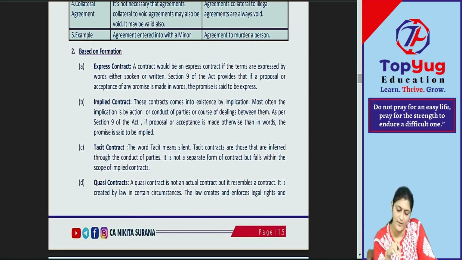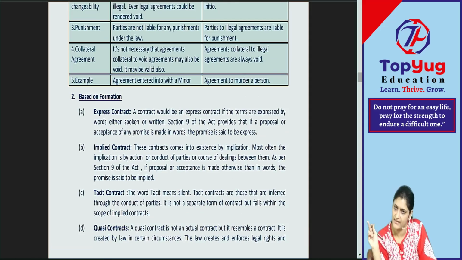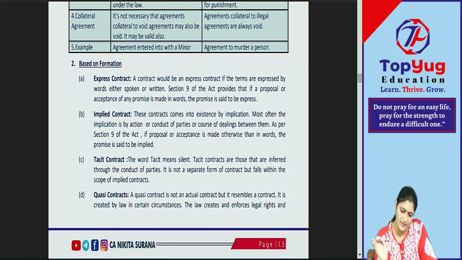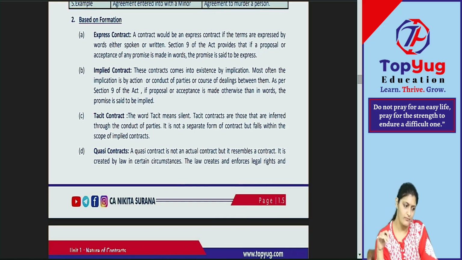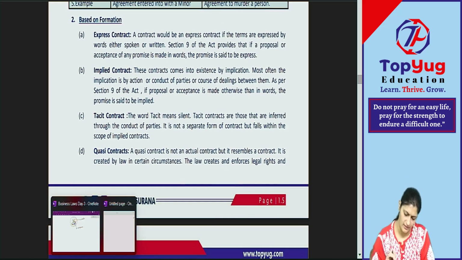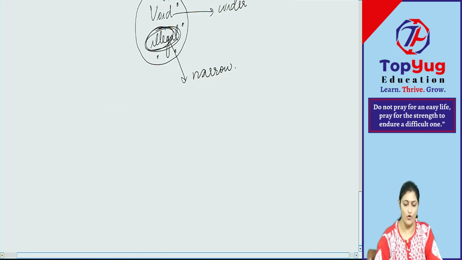That is the reason, because I wanted to come to these differences, that I first explained collateral. So now you have understood collateral properly, everybody, yes or no? Okay. So an example is given here. An agreement with a minor. Obviously, why is an agreement with a minor void? He does not have the capacity, no ability to enter into a contract, so it is void. But an agreement to murder a person is illegal, that is void as well as punishable. Clear? Now, the last type of contract based on enforceability.